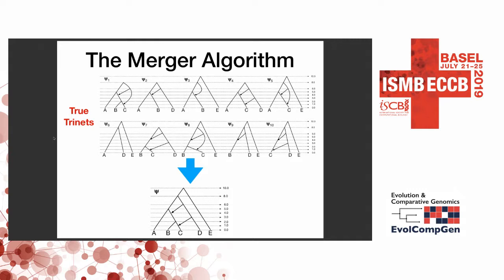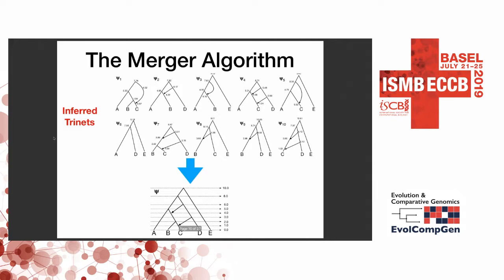This never happens in practice. In practice, what you have is inferred trinets. So these are trinets that we inferred from sequence data. These trinets are not accurate, of course, because of issues with the limit of the data, the issues with the method that was used, not only in terms of the estimates of the times, but also in terms of the topology of the trinet itself might not be accurate. So the way the algorithm works, again, at a very high level, the details are, of course, in the paper.